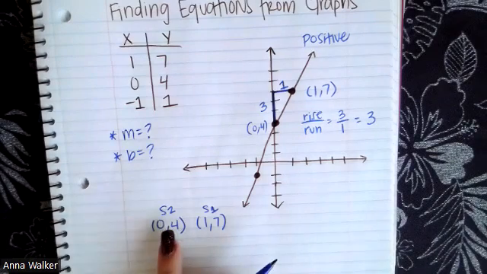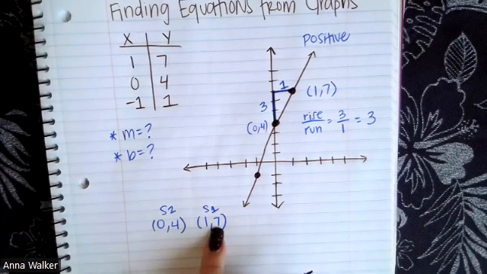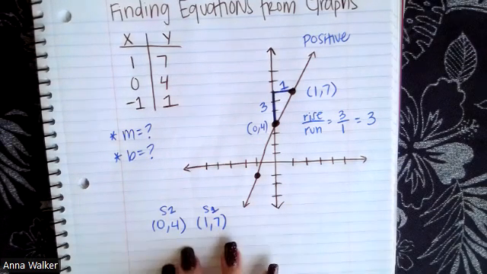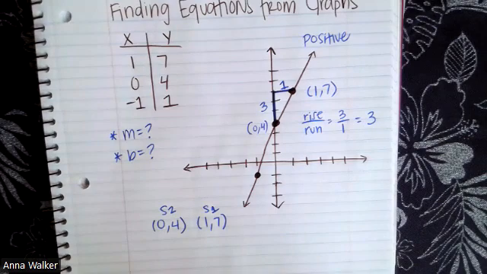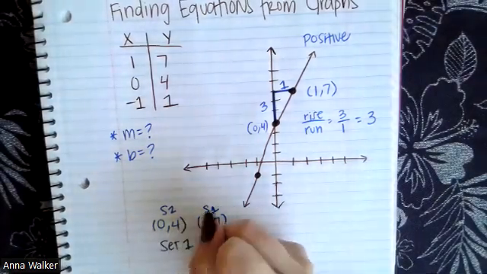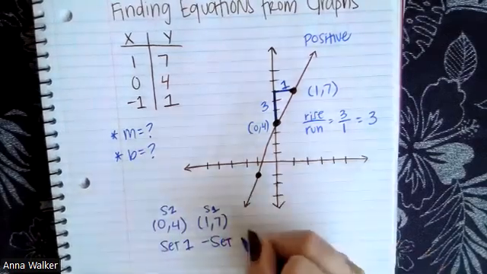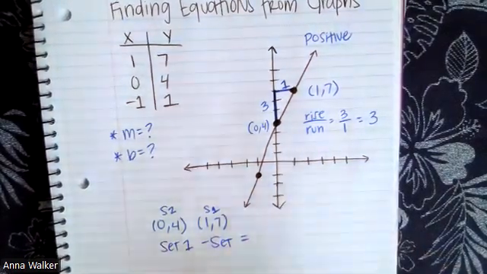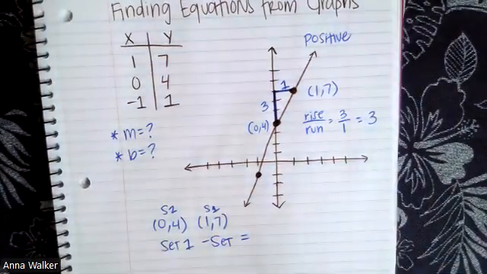So it's up to you. I could have done it the other way, but I know when I do 0 minus 1 and 4 minus 7, I'm going to get negatives, and I don't really want to deal with negatives. So that's why I chose this method, okay? So if I'm going to do set 1 minus set 2, this is how it's going to look. Remember, I need to show you the difference between the y values and the x values.